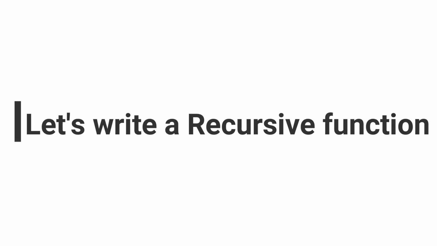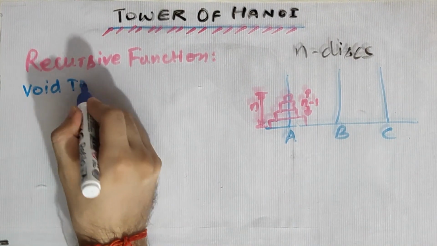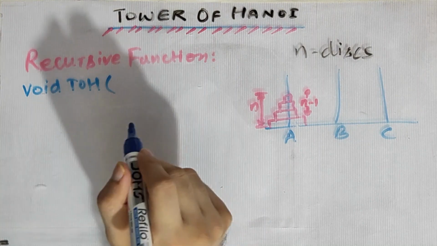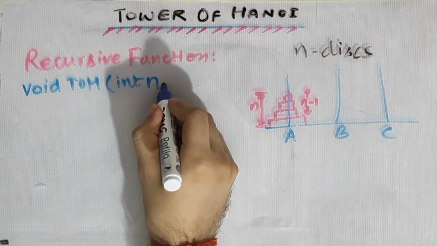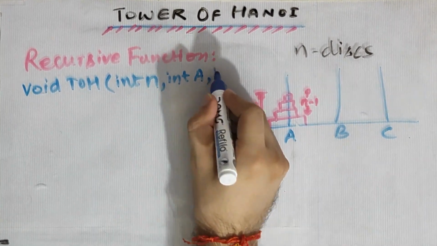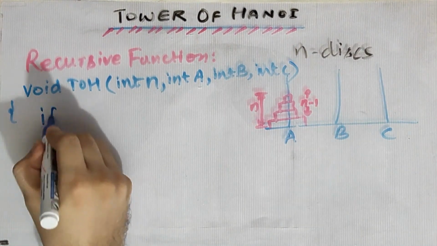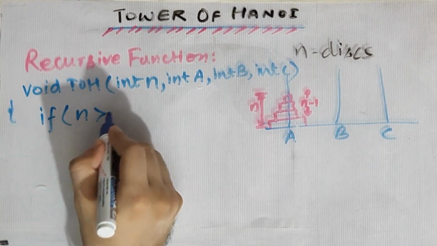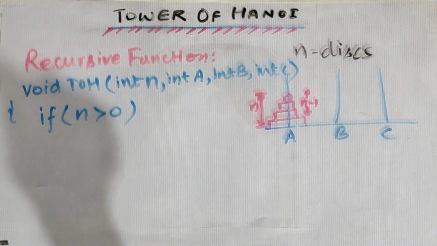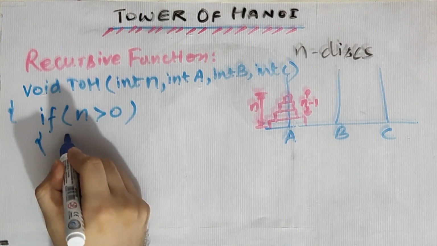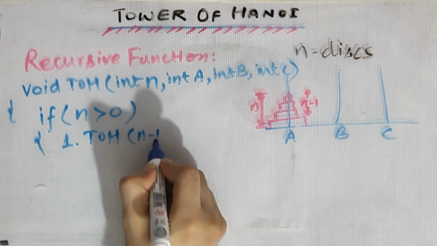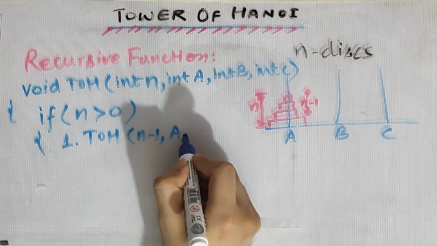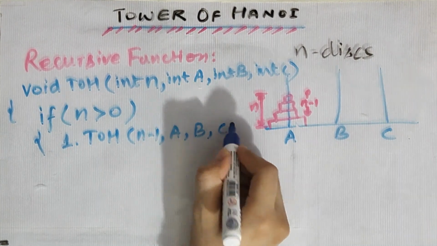Let us write a recursive function. So we will make a function TOH of return type void, which will take the arguments n, that is the number of disks, then the towers. Here we will check if we have any disk, that is n greater than 0. So we will have to perform 3 steps. First, we will move the n-1 disks from tower A to tower B using tower C.